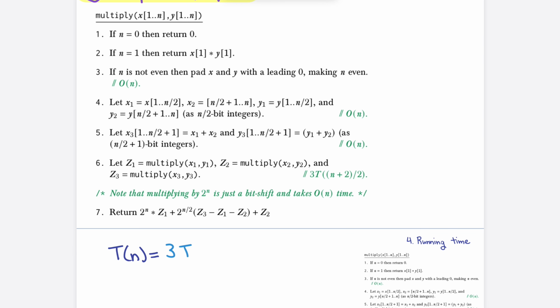Okay, now we have 3 times T of n over 2 plus big O of n. If I was going to be more careful, it's more immediately 2 times T of n over 2 plus T of n over 2 plus 1, because x3 and y3 may have one more bit from adding things together. But the plus 1 is not going to change anything.